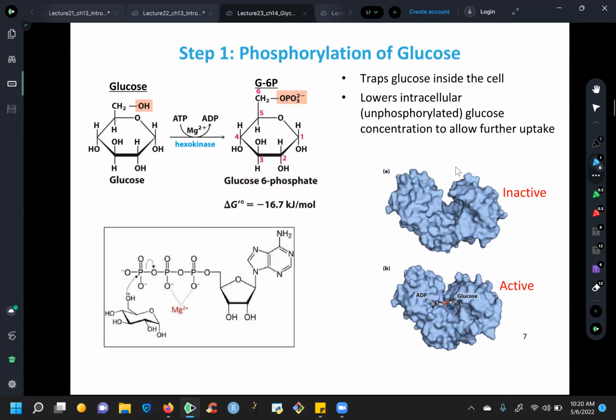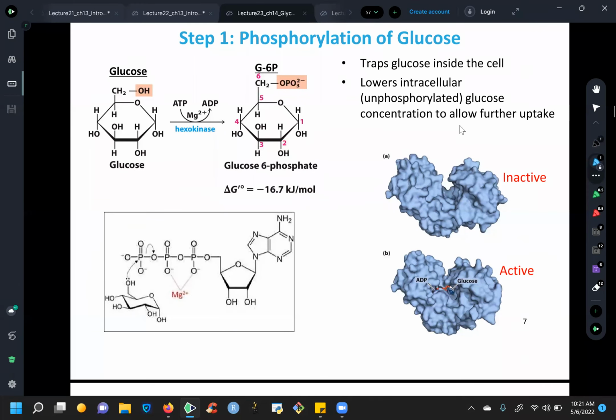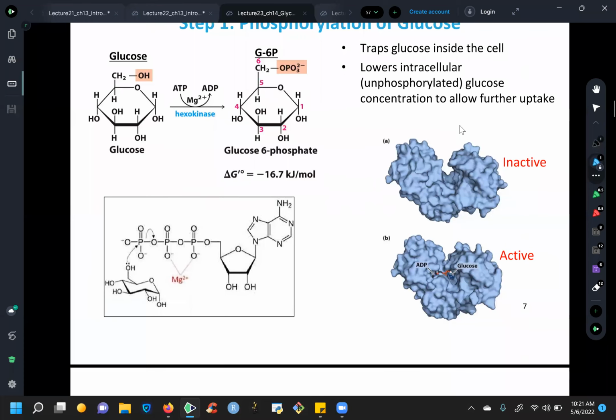So step 1, phosphorylation of glucose. Yep, we learned that this is hexokinase and it just adds a phosphate to glucose at carbon number 6. So this is a phosphorylation reaction. Now they tell you the reasons for this. The first thing that hexokinase does is phosphorylate in order to trap glucose inside the cell. And it also lowers the intracellular glucose concentration to allow further uptake.